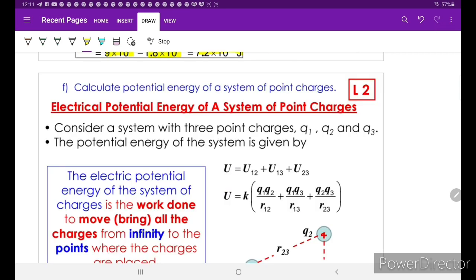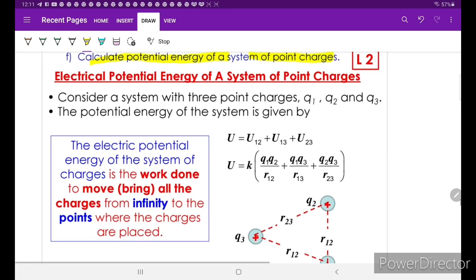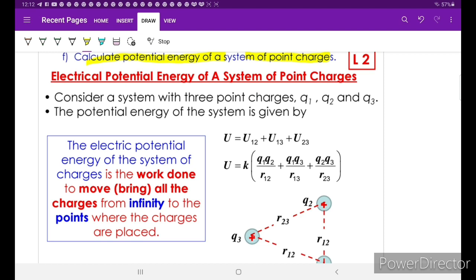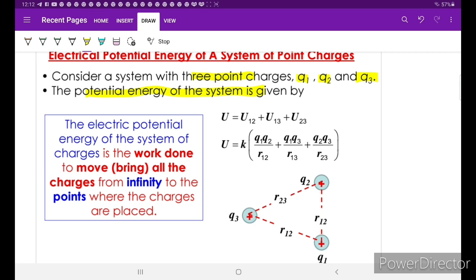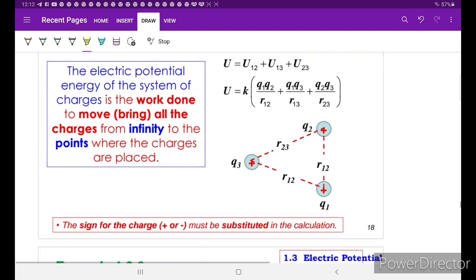Now we go to part F. Calculate the potential energy of the system of point charge. How do we calculate this? Electrical potential energy of a system of point charge. A system means that we have more than two charges, maybe 3, 4 or more. Consider the system with 3 point charges. We have charges Q1, Q2 and Q3. So to calculate the potential energy of this system, we just add all the energies, and we get the answer.